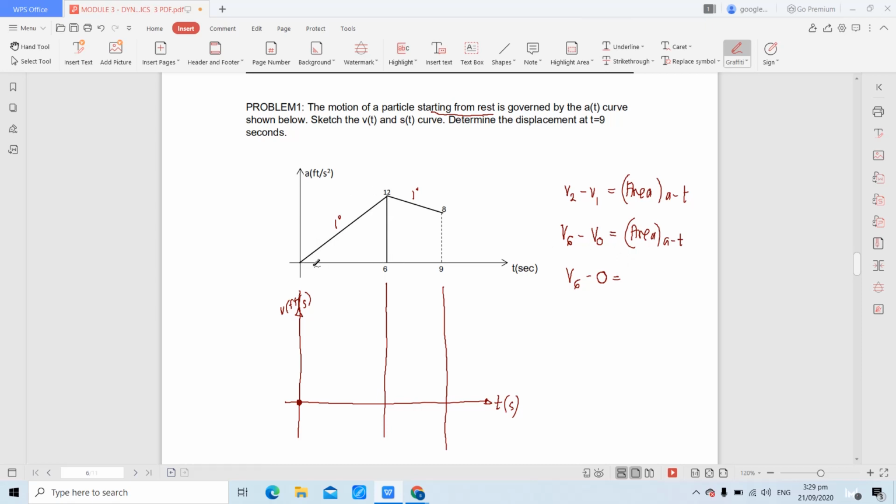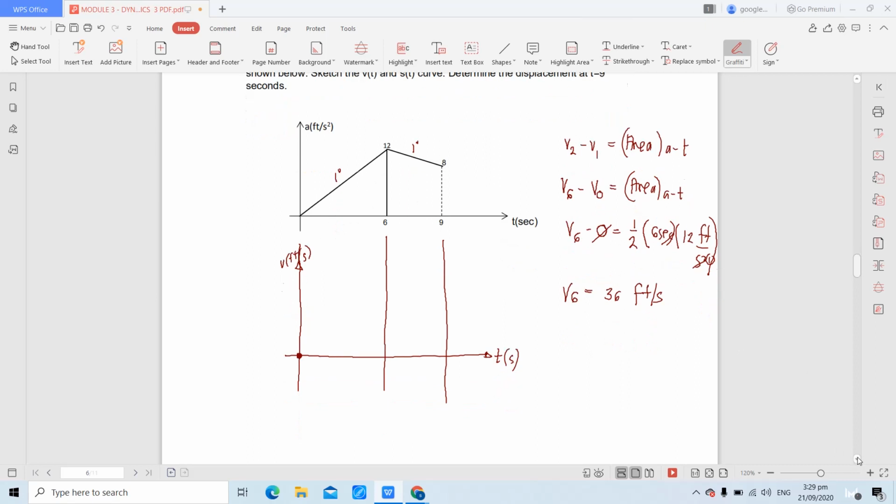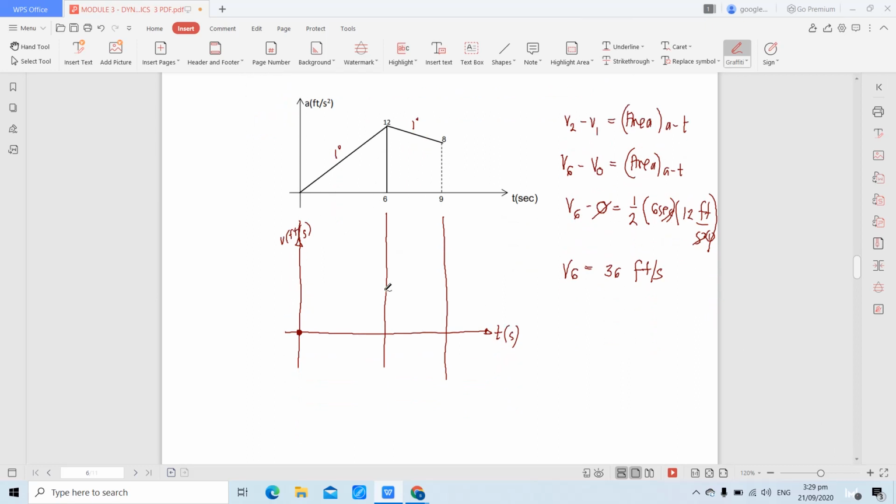Ito yung area. Triangular, di ba? So, ano ba area ng triangle? 1/2 base times height. Ano ang base? 6 seconds. Ito. Anong height? Ito. The height is 12 feet per second square. Cancel yung seconds, may natarang isa. So, cancel to. What is velocity at 6 seconds? 1/2 times 6 is 3 times 12, 36. And the unit is feet per seconds. Gets po? So, eto, 36. Nasa taas, positive. Kapag negative, below the axis of time.